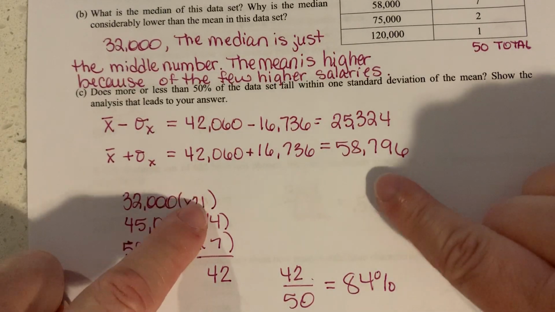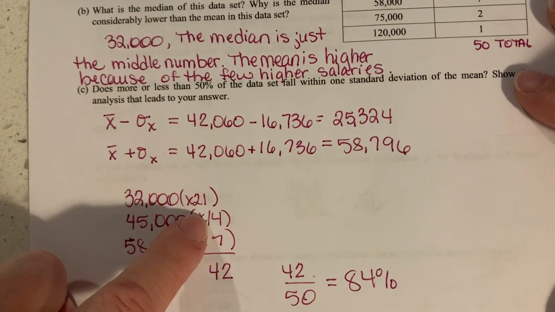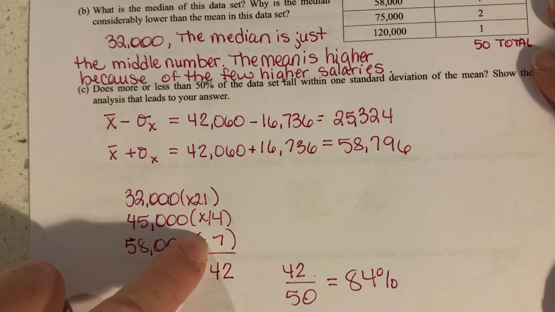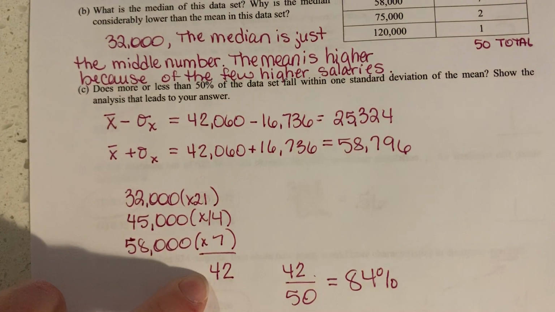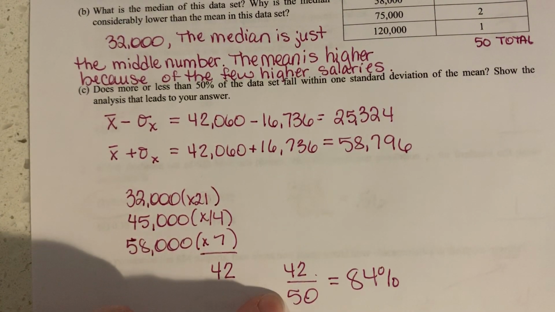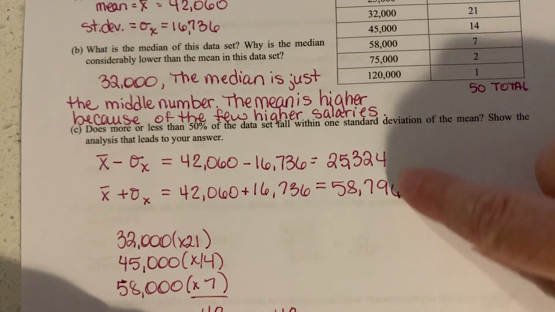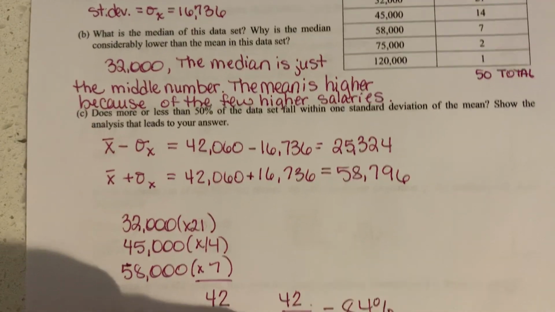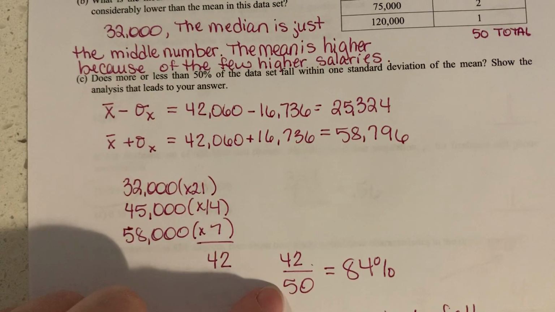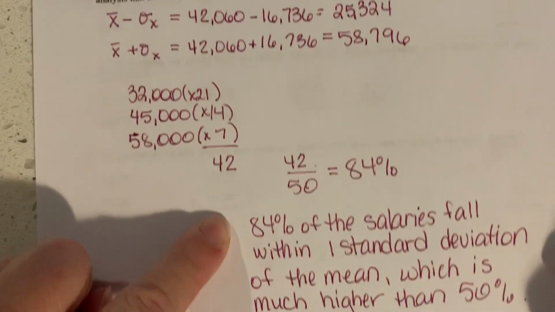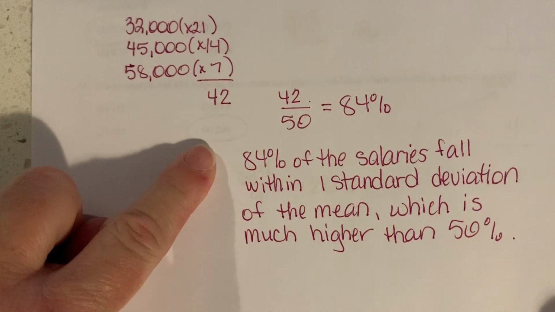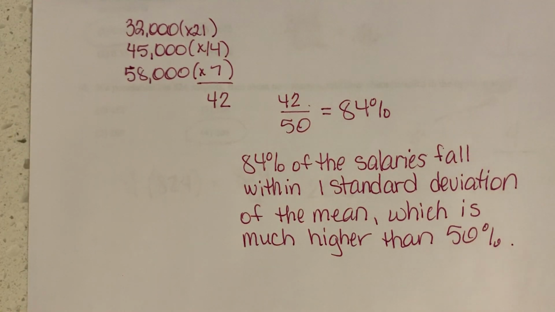So we have a total of 21 plus 14 plus 7 numbers. That makes 42 out of the 50 numbers within this range right here of 1 standard deviation away from the mean. So that means 42 divided by 50 is 84%. So 84% of the salaries fall within 1 standard deviation of the mean, which is actually much higher than 50%.